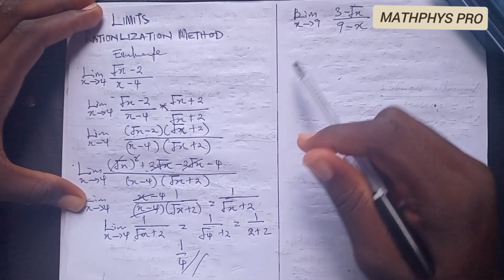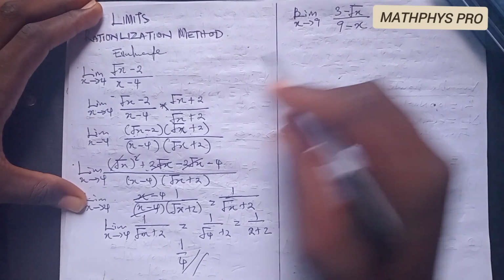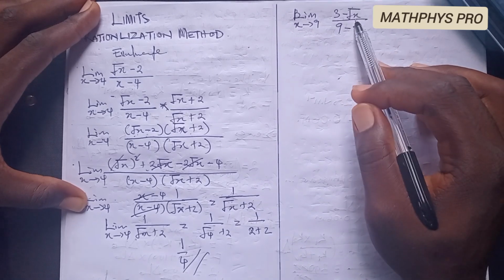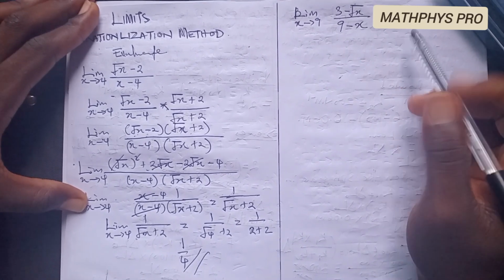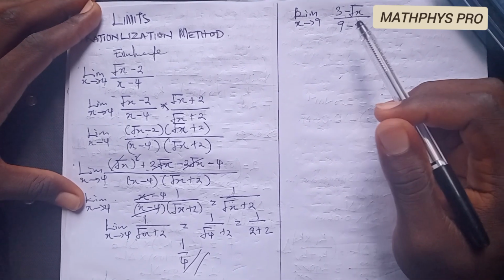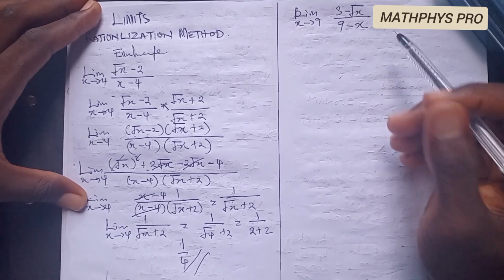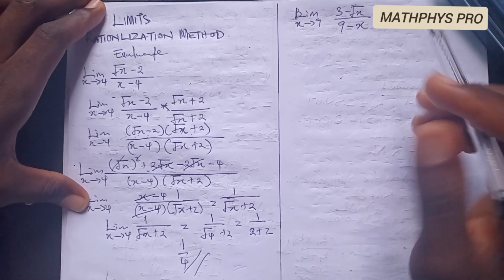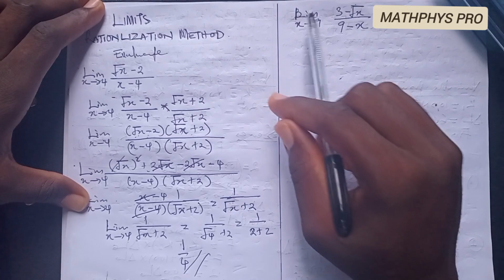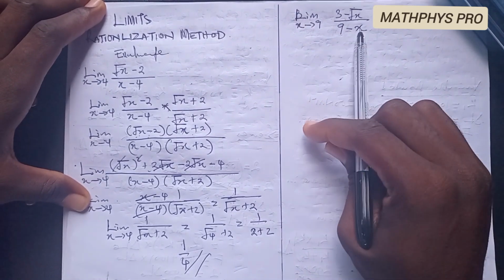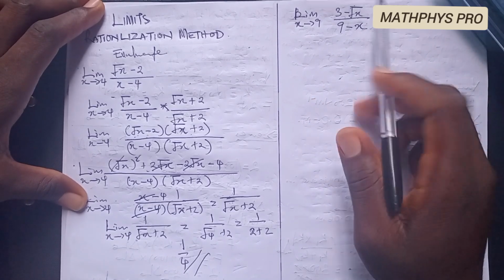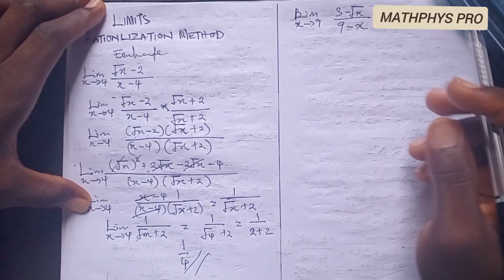Now, attempting the second question, evaluate the limit as x approaches 9 of (3 minus root x) over (9 minus x). The best way to attempt this question is to evaluate it with the rationalization method. If we try to use the substitution method, everything here will turn to 0. Once you substitute x with 9, you have 9 minus 9, which is 0. So it will be indeterminate.